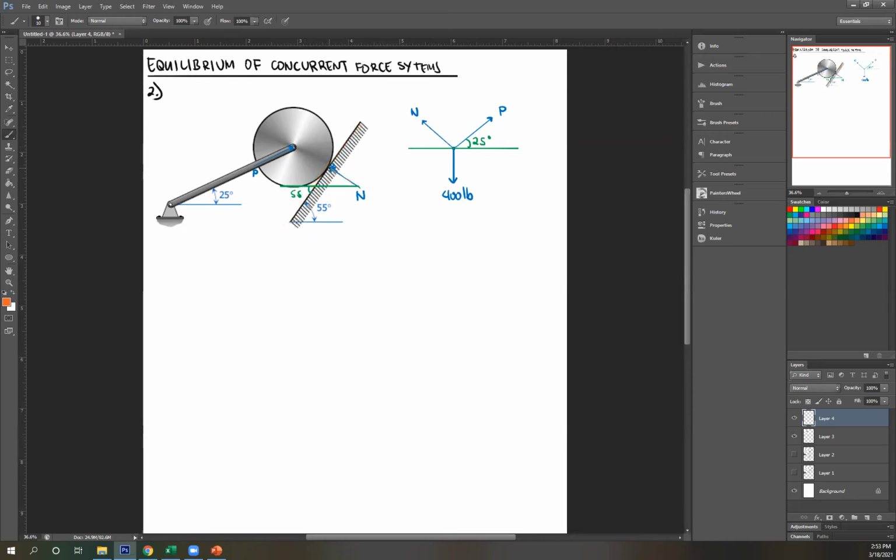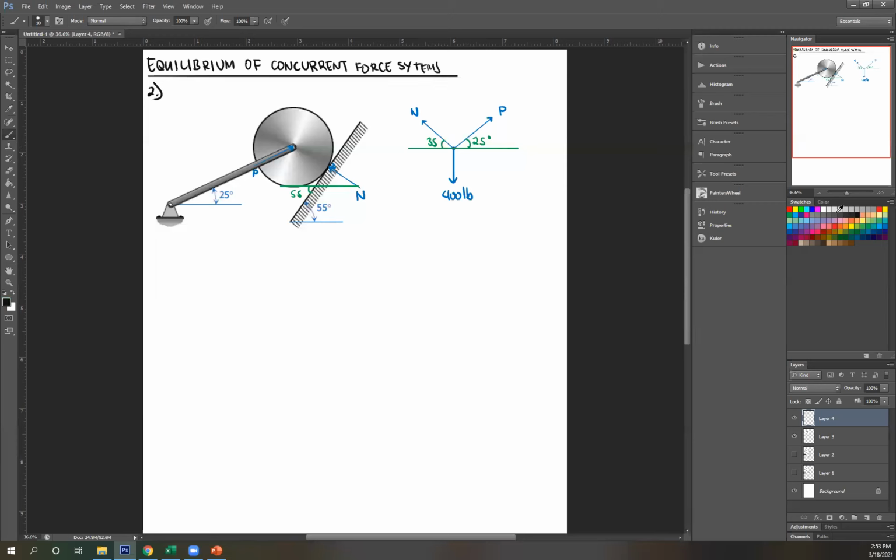So drawing that, this is 55, and you got yourself a right triangle. Therefore, I can figure out what this angle is. 180 minus 90 minus 55, you get 35. So this is now angle 35.